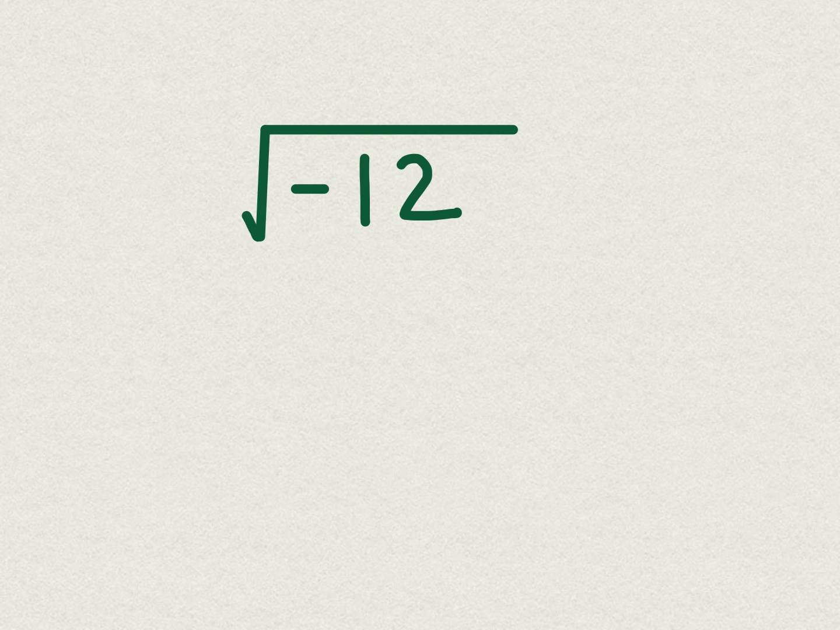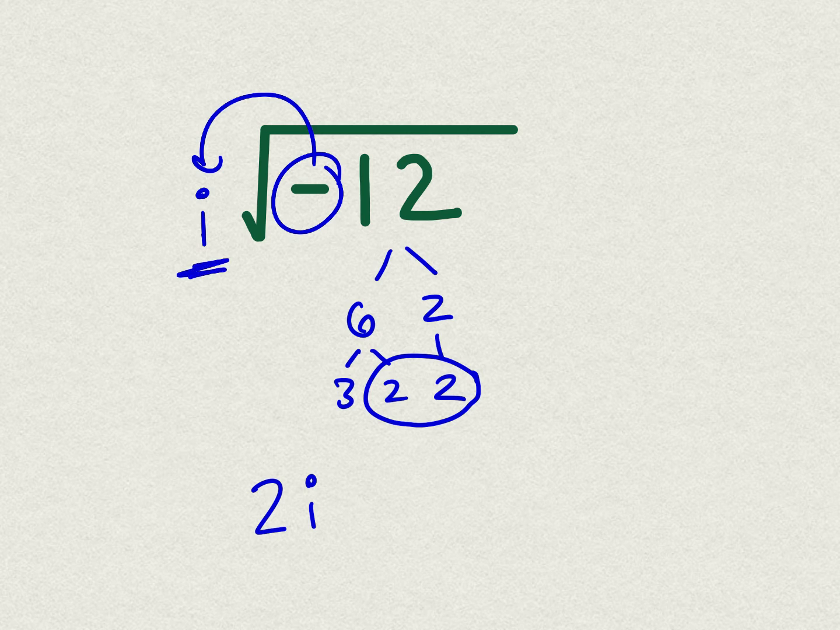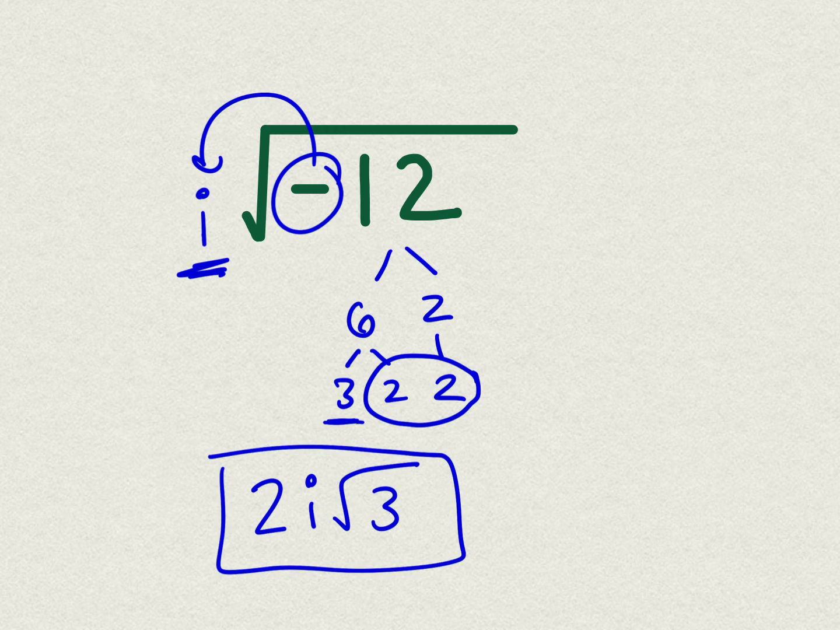All right, next, the square root of negative 12. What's the first thing I should do? Take the negative out and make it an i. What are 2 factors of 12? 6 and 2. And 2 factors of 6? 3 and 2. Do I have any pairs? A pair of 2. So what's going to come to the outside? 2i, because I took that i out. So don't forget to write the i in your answer. What has to stay on the inside? 3, because it doesn't have a pair. So my answer would be 2i square root 3.